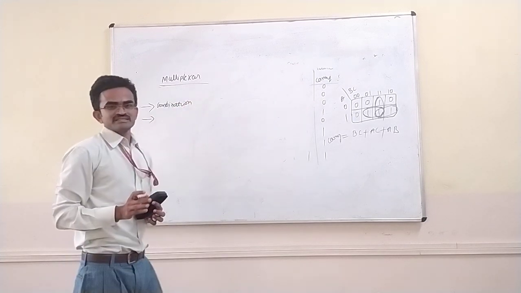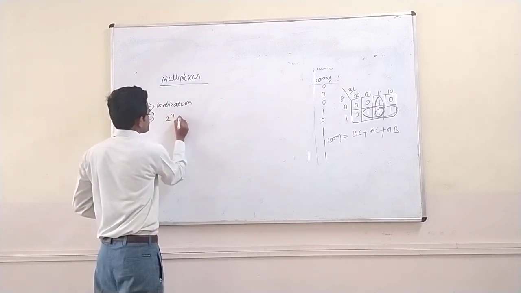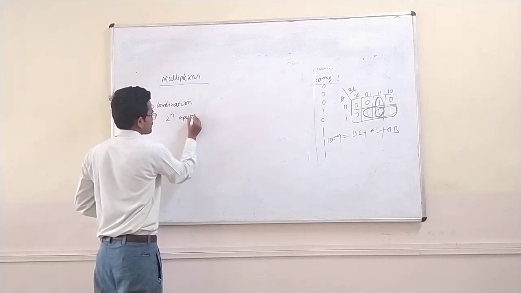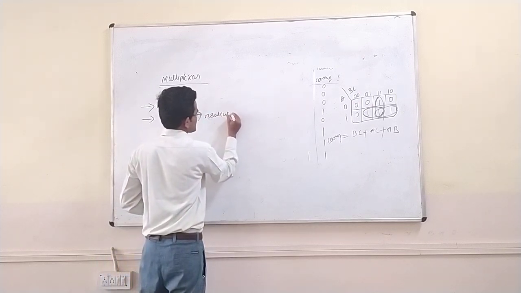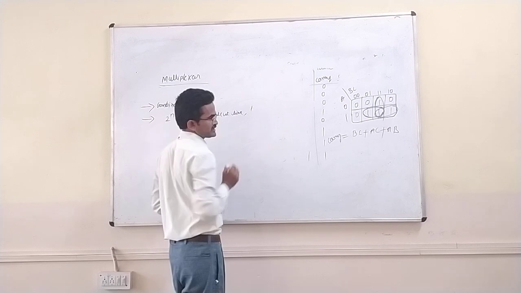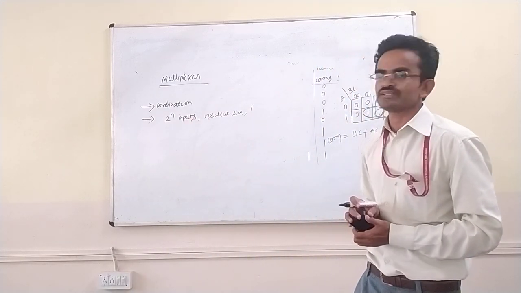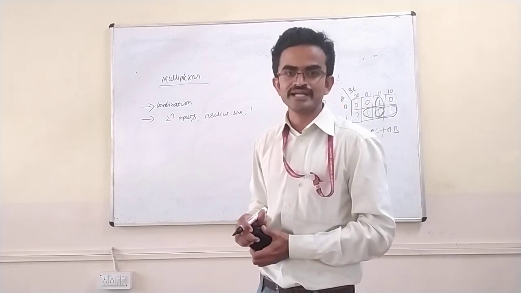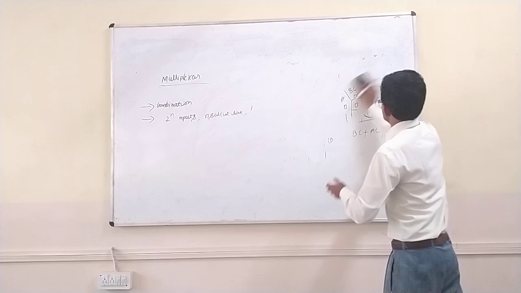See here, a multiplexer is a circuit which has 2 to the power of n inputs, n select lines, and only one output. So a multiplexer is a circuit which has 2 to the power of n inputs and n select lines and only one output. Now we will discuss one by one.